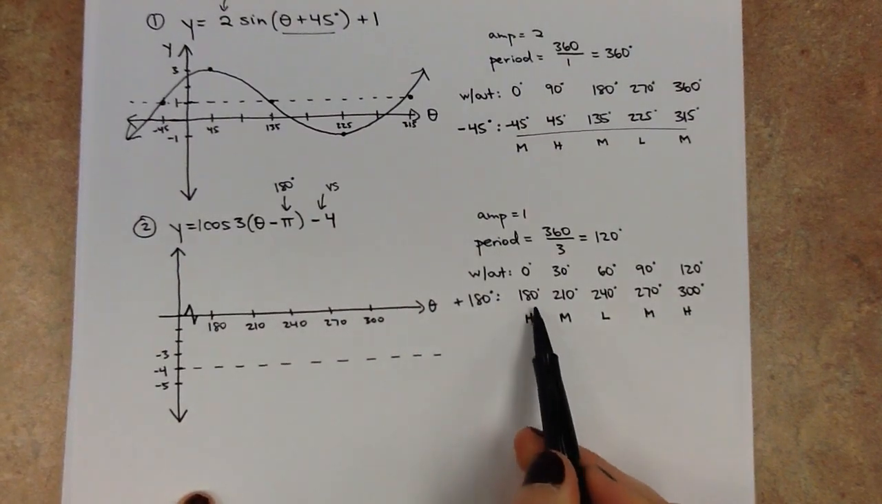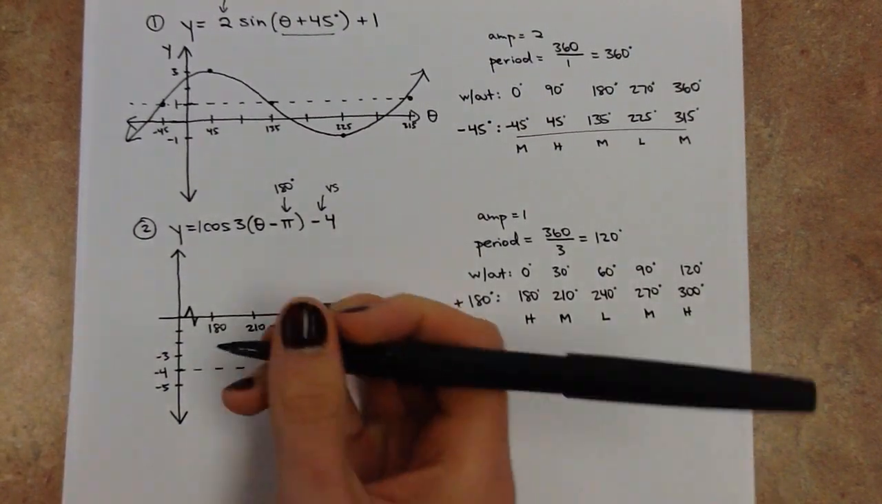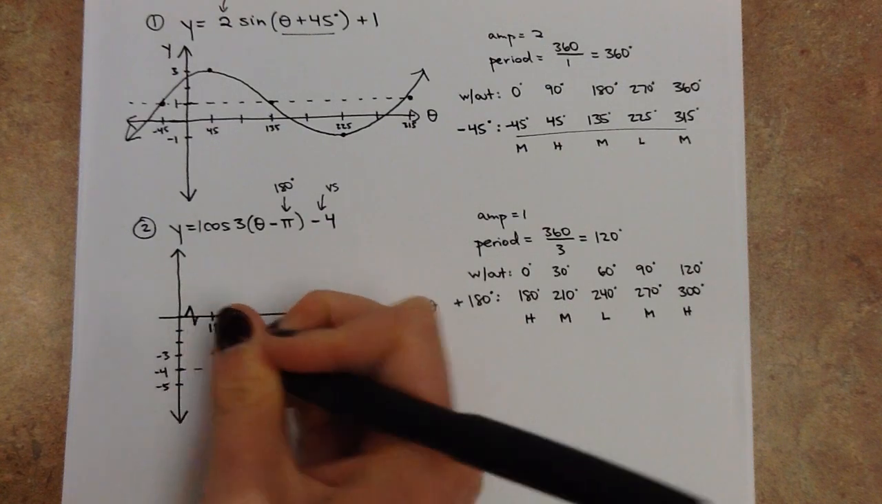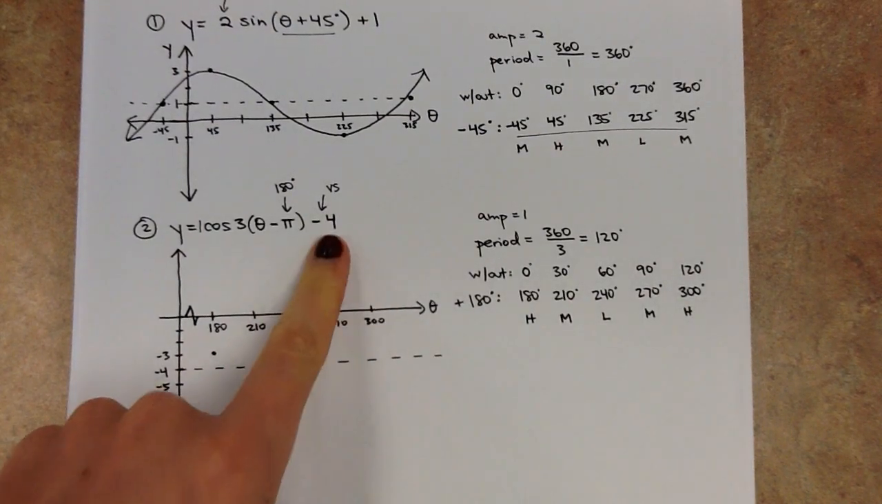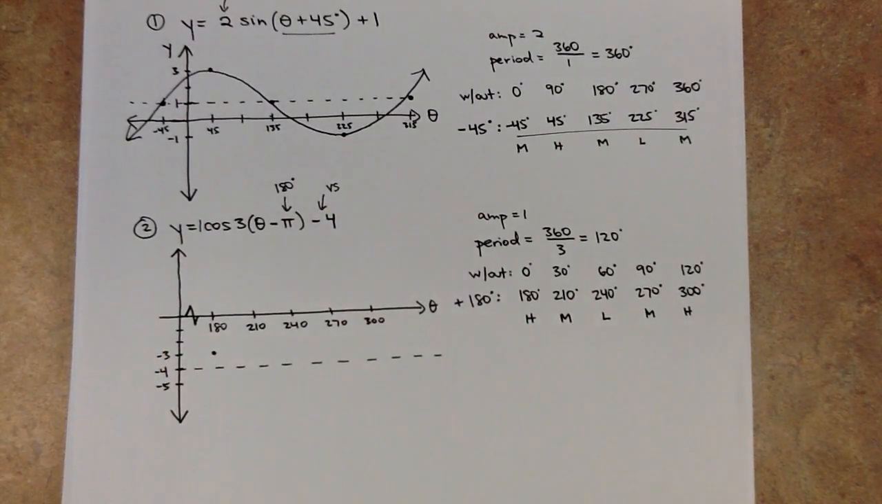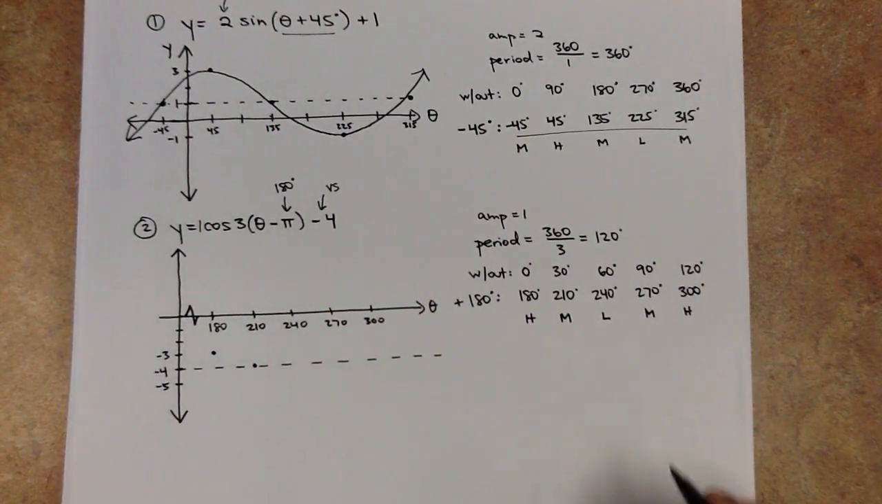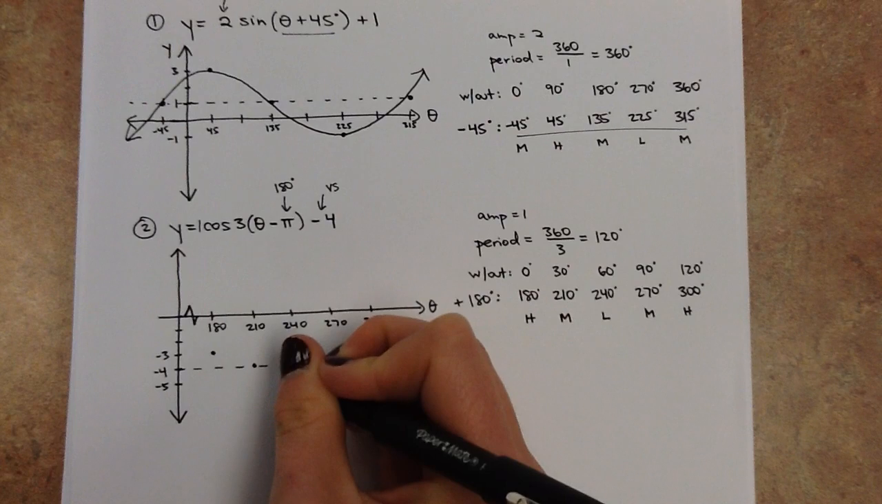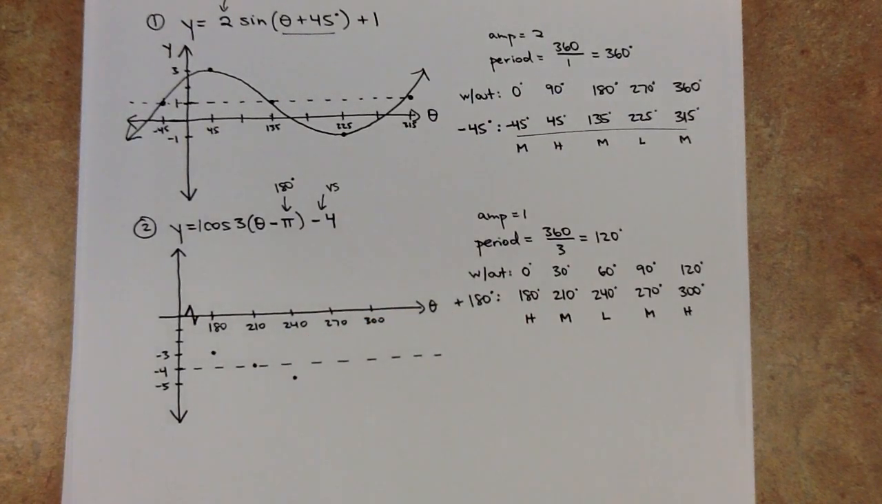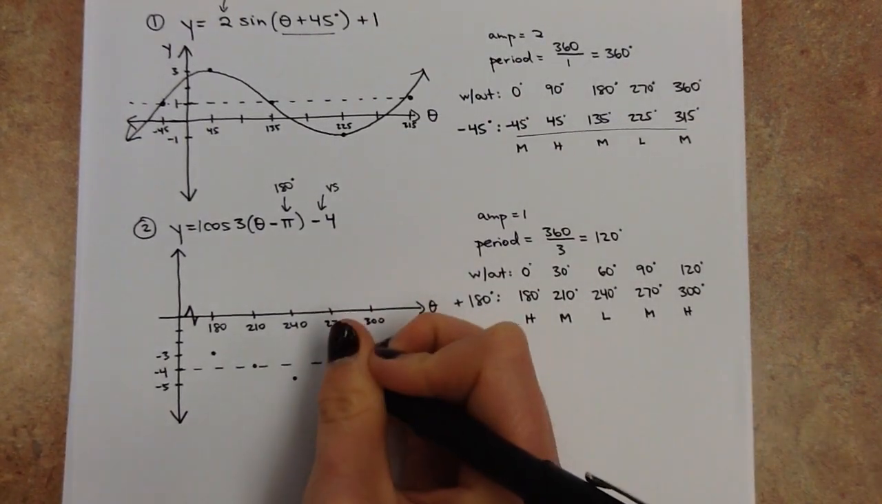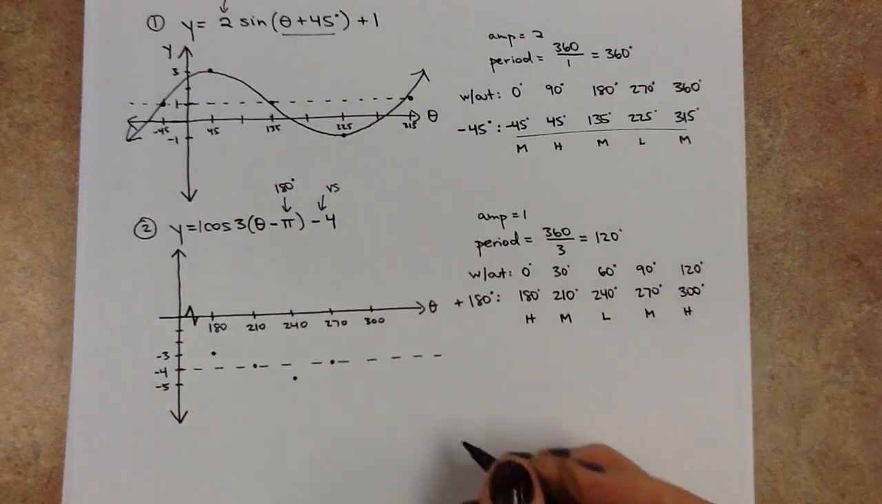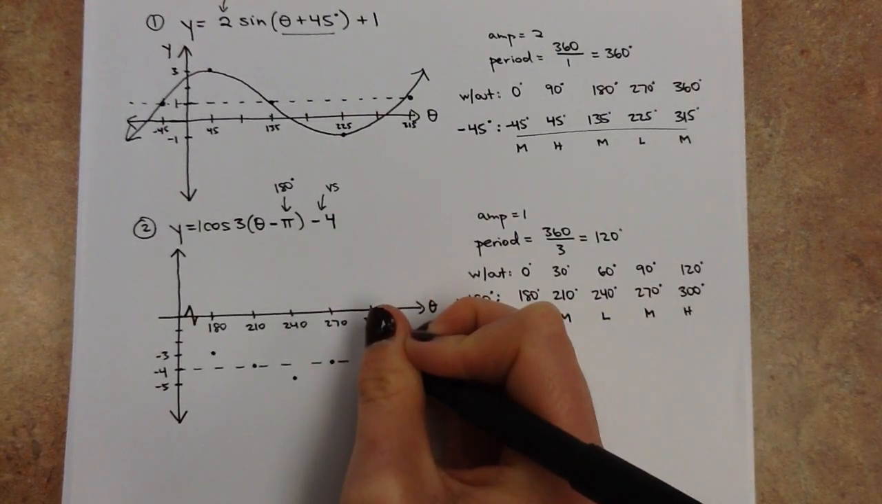So at 180 degrees, graph the high point. The high point is actually down here at -3 because of my vertical shift and my amplitude. The midline at 210 would be a point right there. Low point at 240, so that would be right down here. On the midline at 270, and then finish the cycle at the high point for 300.